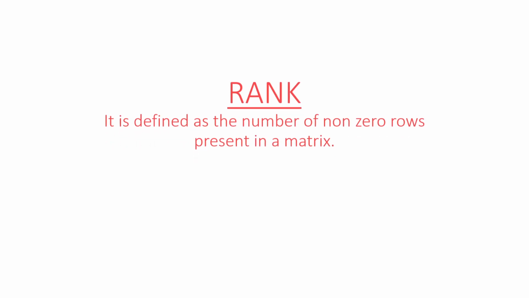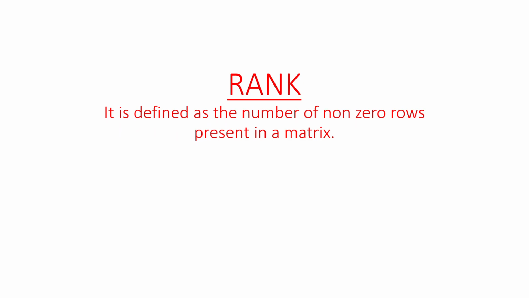Let me tell you what is rank. It is defined as the number of non-zero rows present in a matrix, and denoted with the rho symbol. And today we are going to discuss a very interesting and easiest method to find the rank, that is echelon form. It is a very easy method, friends. You can easily solve it.